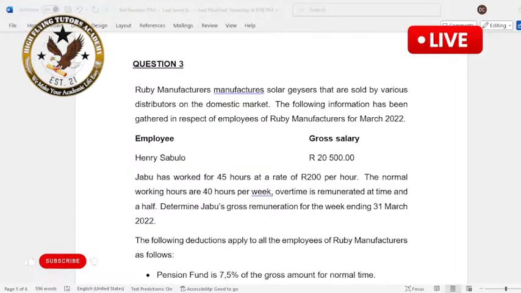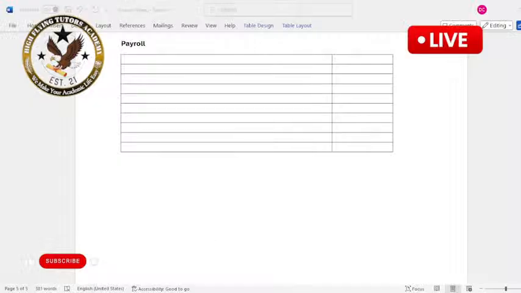Let's just go to the answer sheet quickly, just to show you how you approach this question. Number one, you need to have the formula, because the formula is important. With payroll, you need to learn how to calculate your gross salary. Gross salary is equal to basic. Let me just fix that.